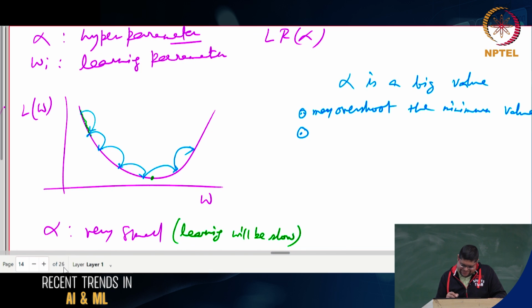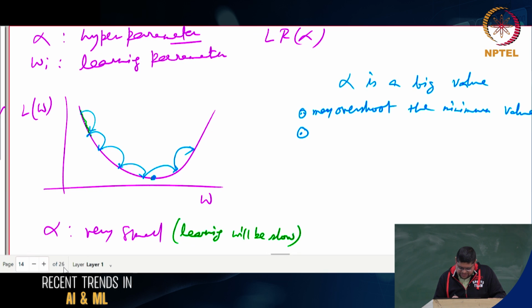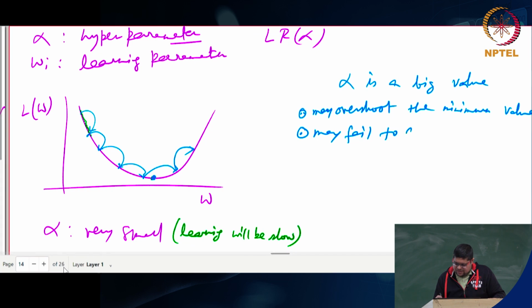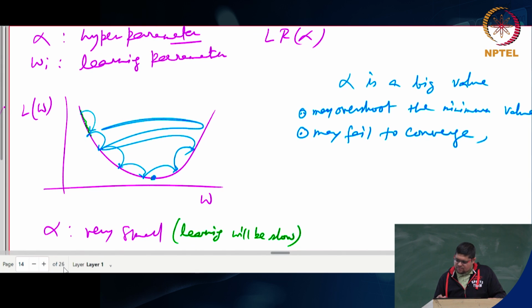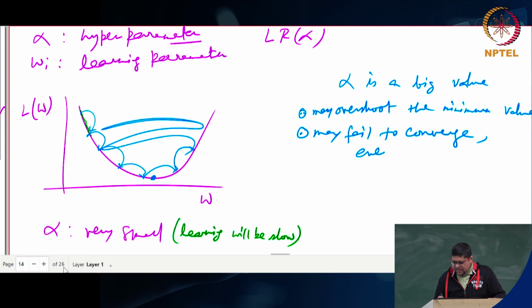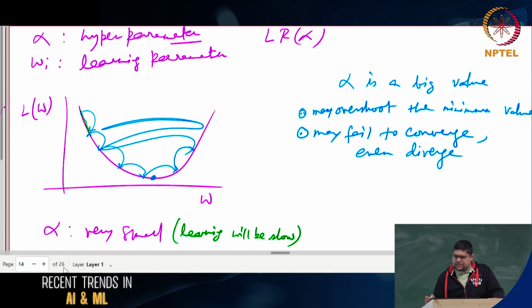And our ultimate aim is to come over here. So that means it may fail to converge, it may even diverge. Okay, that is the problem. So empirically, experimentally, we have to set up this hyperparameter, not too small, not too high. In general, people start with say 0.1, or based on some data set 0.01.